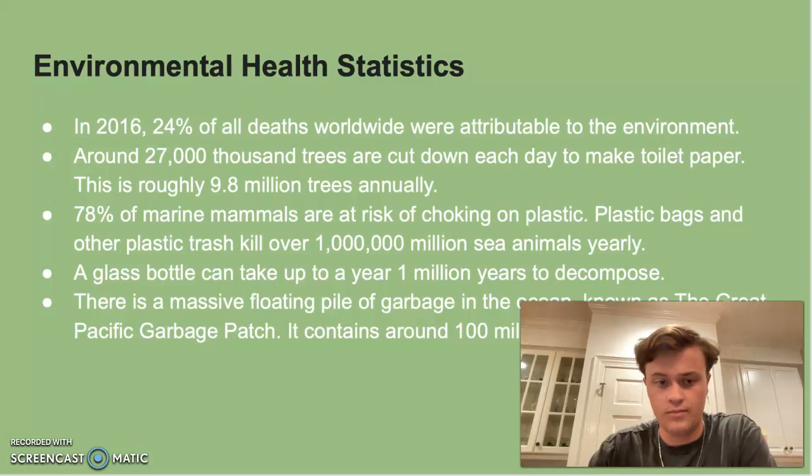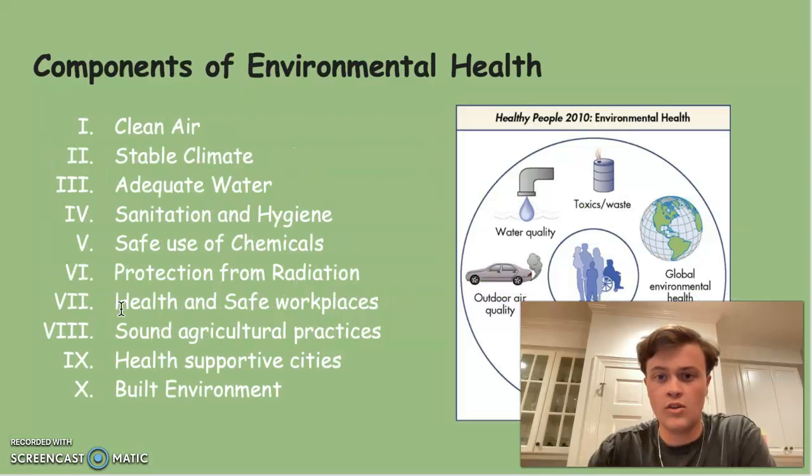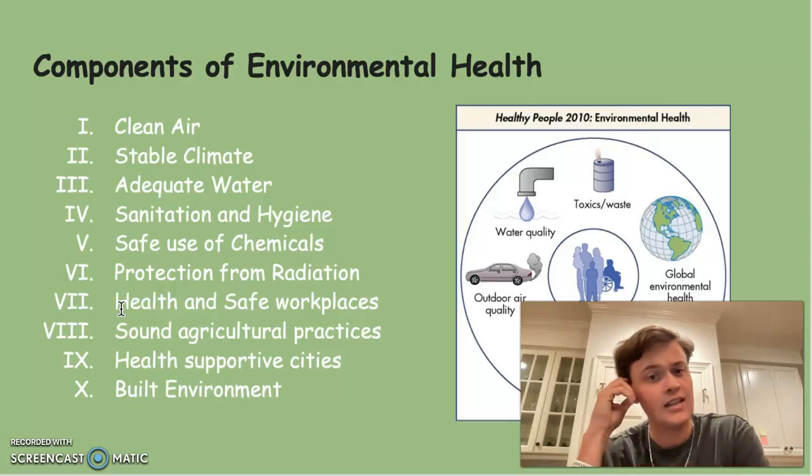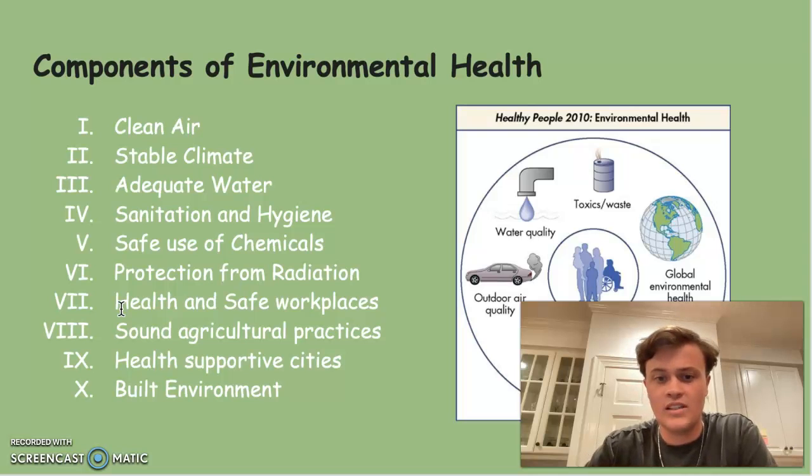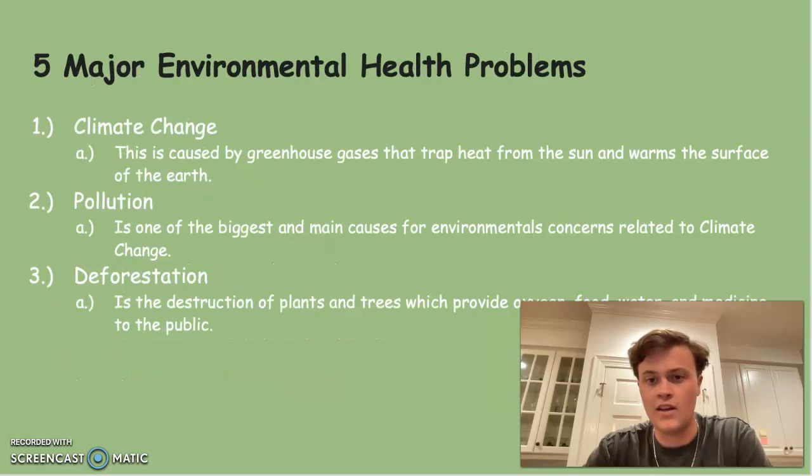Here are the components of environmental health: clean air, stable climate, adequate water quality and source, sanitation and hygiene, safe use of chemicals, protection from radiation, healthy and safe workplaces, sound agricultural practices, health-supportive cities and a built environment. These are the 5 main concerns of environmental health.